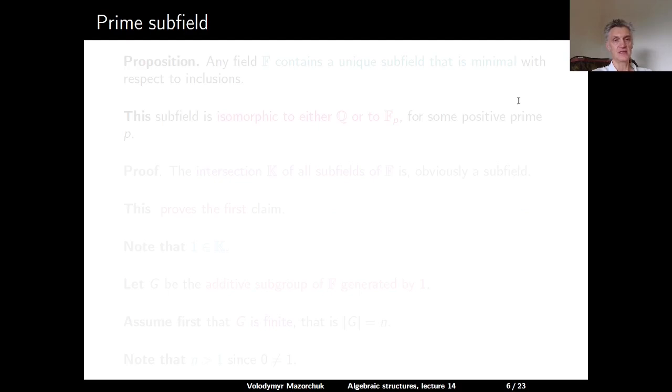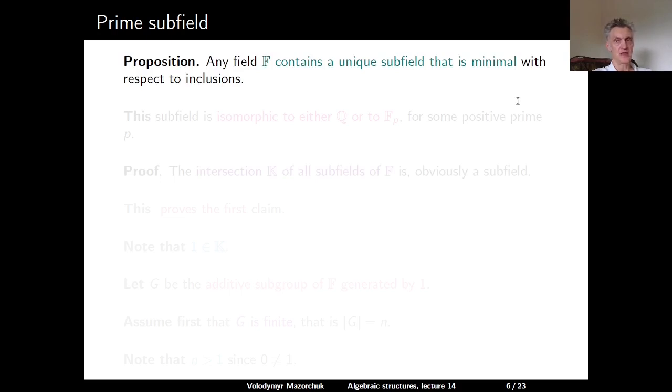Now we state the following very important proposition about prime subfields. Any field F contains a unique subfield that is minimal with respect to inclusion. And this subfield is isomorphic to either the field Q of all rational numbers or to F sub p for some positive prime p. Proof.